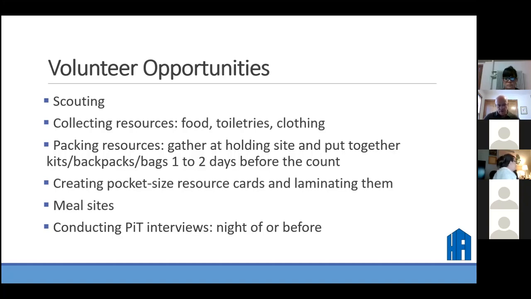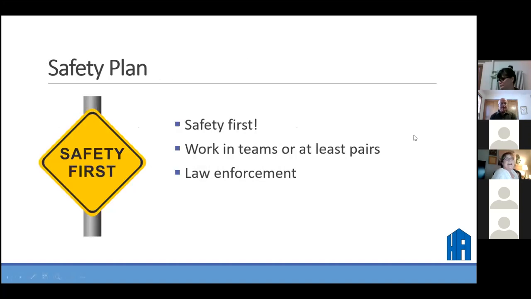And then obviously the point in collecting information is to conduct the PIT interviews, and that we do the night, if you can, before, like at meal sites or public or semi-public locations that are convenient and safe for those who are being surveyed. And we're going to talk more about safety here on the next slide.